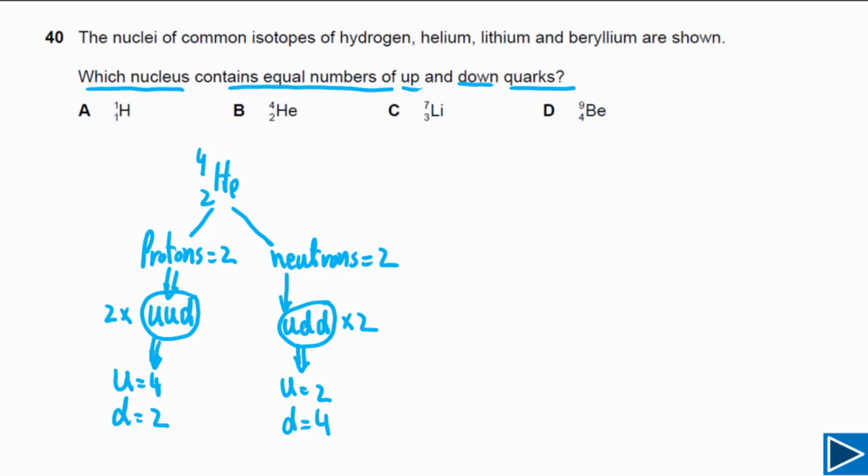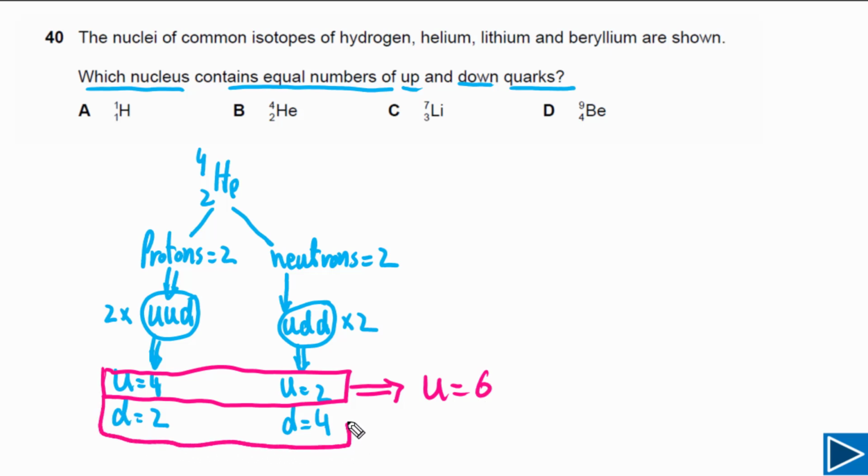Now if we look at the number of up and down quarks, the number of up quarks we have total 6, and if we look at the number of down quarks, we also have 6. So helium nucleus has the same number of protons and same number of neutrons, also the same number of up quarks and same number of down quarks.